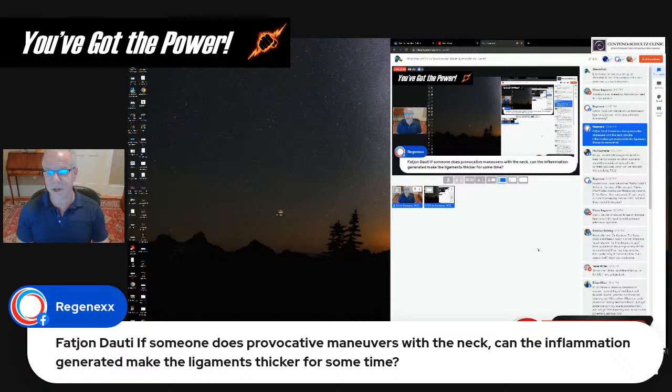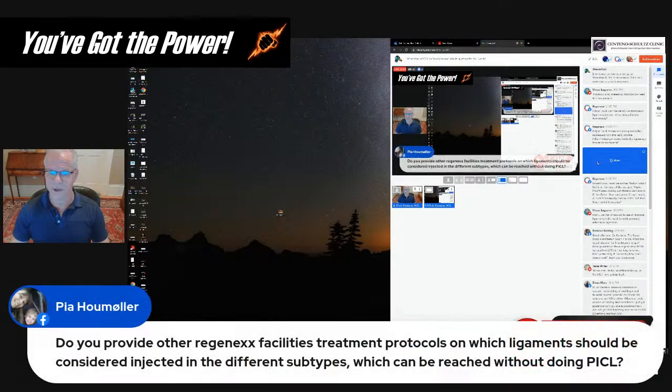Fatchen, if someone does provocative maneuvers with the neck, can the inflammation generated make the ligaments thicker for some time? Not quite sure, Fatchen, what you're referencing there. So if you could, I'm not sure if you're on live or not. Maybe if not, just send me an email about that one with a little more information.